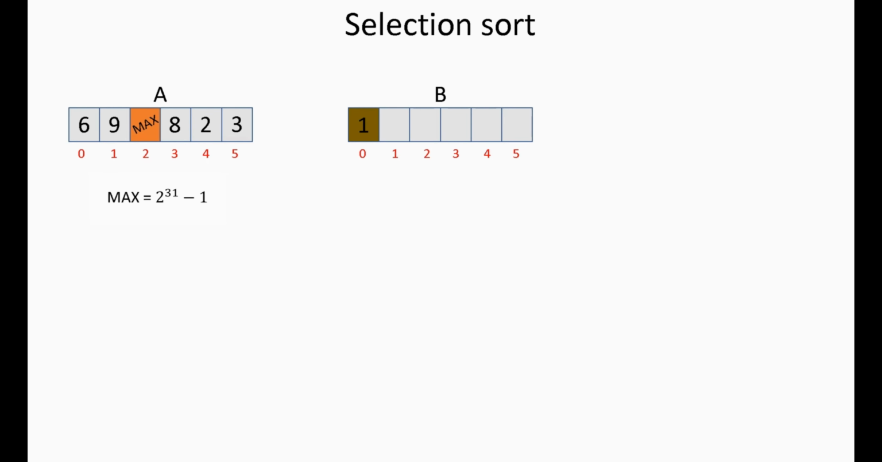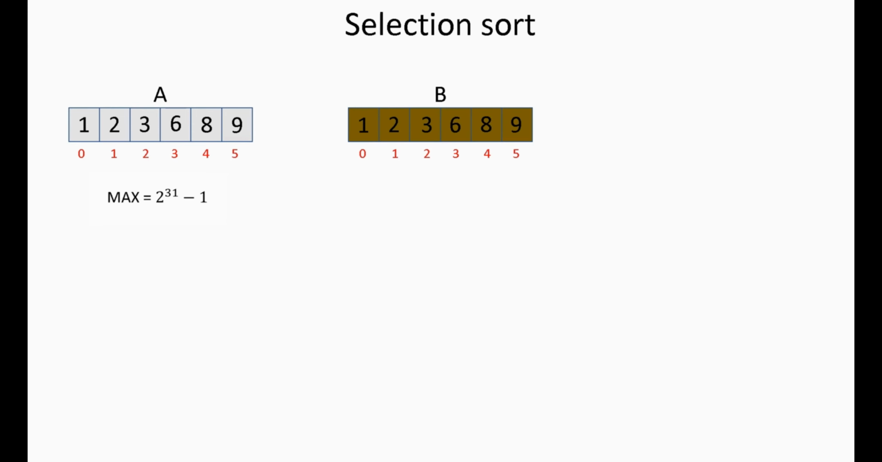Now we will scan the list again to find the next minimum value, which is 2, and it will go to the second position in B, which is index 1. Again we will replace it by the maximum value, and we will go on doing this until all positions in B are filled. In the end, we can copy the content of B back to A, so A itself will be sorted.